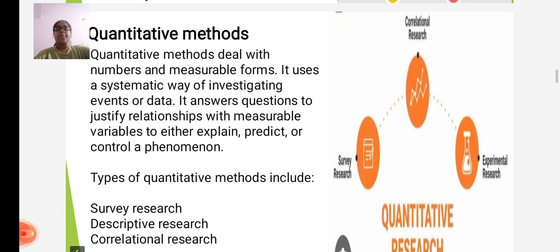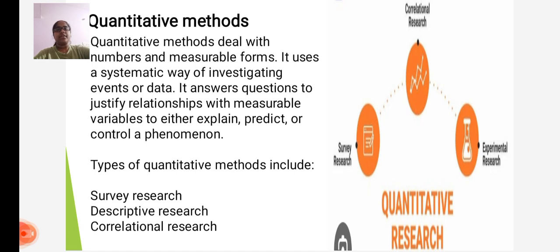And the next type is quantitative methods. Quantitative methods deal with numbers and measurable forms. It uses a systematic way of investigating events or data. It answers questions to justify relationships with measurable variables to either explain, predict, or control a phenomenon. Types of quantitative methods include survey research, descriptive research, and correlational research. These are the quantitative methods and types of it.